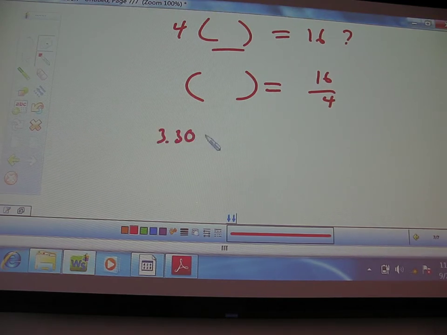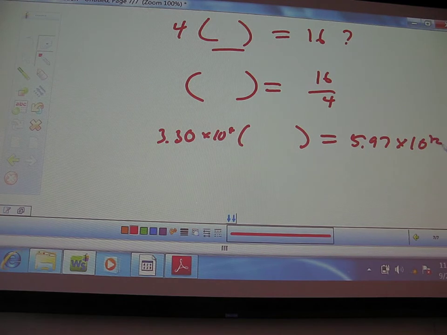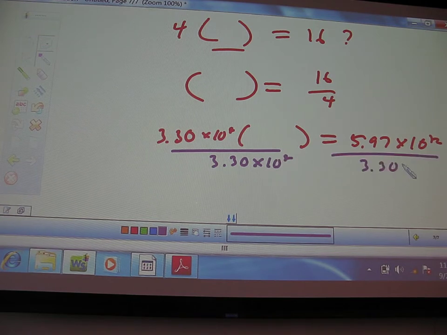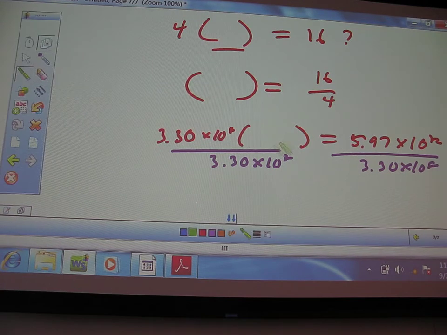3.3 times 10 to the 8th, times what equals the Earth. What's the Earth, 5.97 times 10 to the 12th? I want to know Mercury times what gives me the Earth. So how do I find that? I divide both sides by this, then this part will go away, and what I'm trying to find is equal to the Earth divided by Mercury. Is that making more sense to folks?